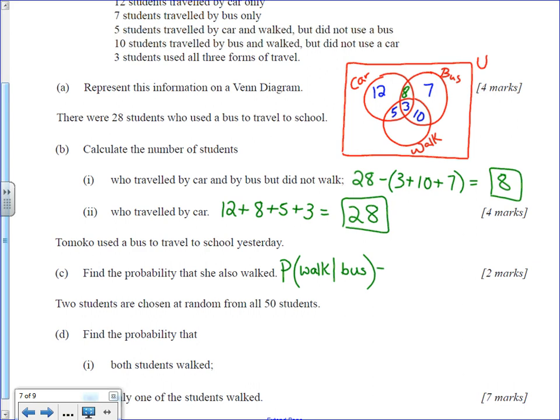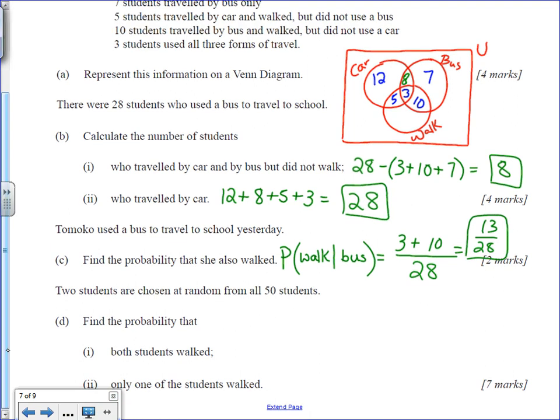It changes your denominator, okay? The given that becomes your denominator. So given that she rides the bus, she's got to be one of those 28 people who took a bus. What's the probability that she also walked? So the numerator is going to be the walking people within that bus circle, which is 3 plus 10. So the total is 13 over 28. That's the probability.